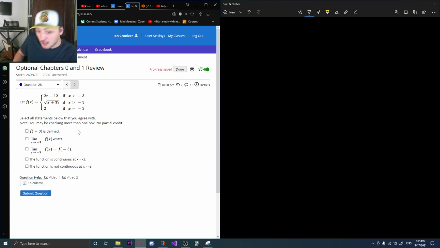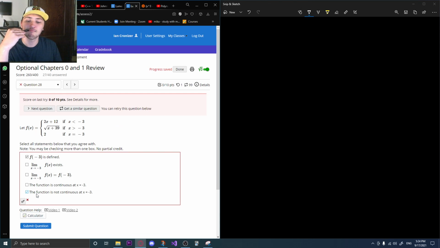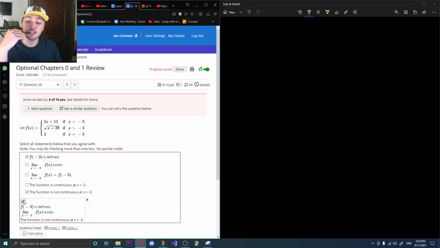Select all the statements you agree with. Ooh, I like agreeing with things. Note you may check more than one box. No partial credit. I'm so glad it's not being graded. 3 is defined. It says how equals that. It says 2. So yeah. Limit exists. It looks like it's 2 different equations depending on left or right. So I'm gonna say it doesn't. Function is continuous. Ooh. Not continuous. Nope. The limit exists.